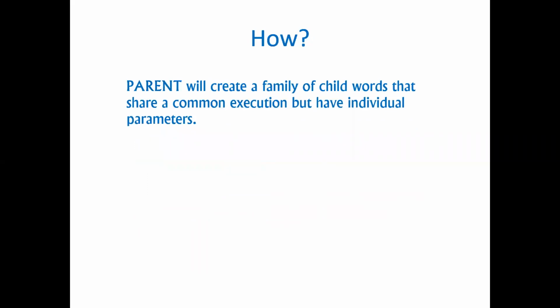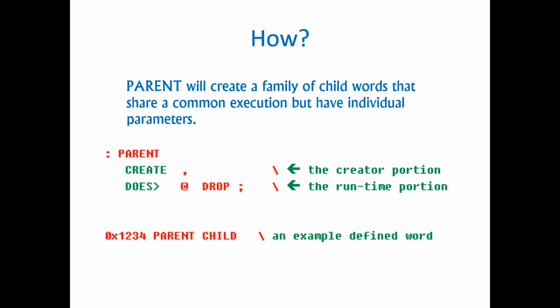So how's this done? Well, the parent word, and for today's work, we'll use the word parent, although it can be any word you choose. The parent word will create a family of child words that share a common execution, but have individual parameters. And our discussion today will take those two elements apart, the common execution and the individual parameters.